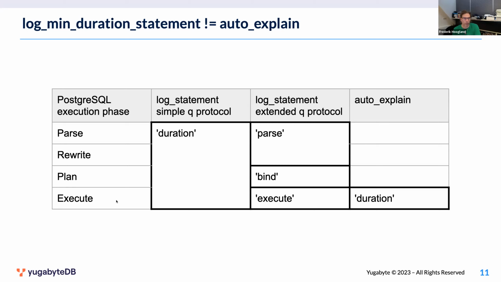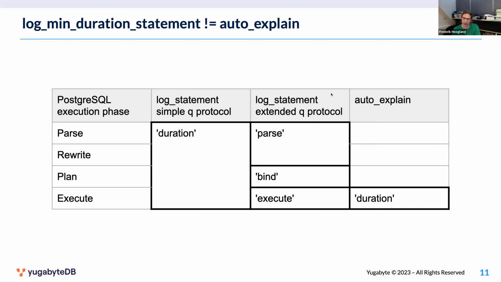Postgres has 4 phases of execution: parse, rewrite, plan, and execute. Log statement duration takes all of them. If you use log statement with the extended query protocol, then the parse phase that it's exposing in the log file is equal to the Postgres parse and rewrite phases. Bind is the plan phase, and execute obviously is execute.